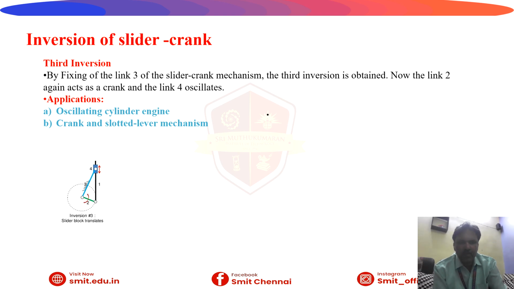Third inversion is nothing but fixing link 3 of the slider crank mechanism. In the third inversion, link 2 again acts as a crank, and link 4 oscillates. These are the various applications: oscillating cylinder engine, crank and slotted lever mechanism.